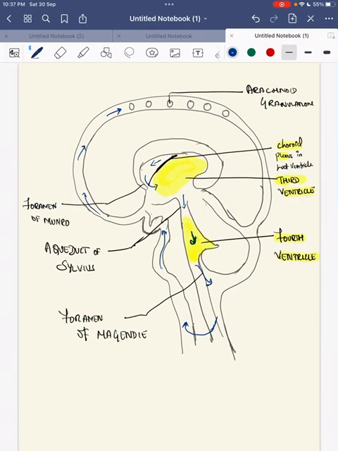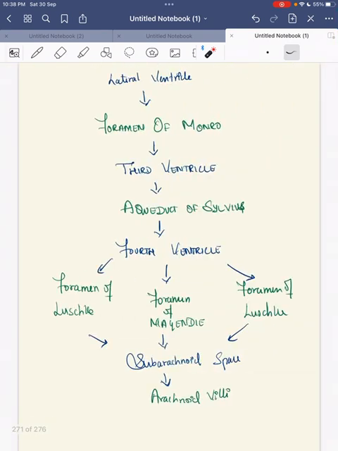Circulation in its diagrammatic representation I have given here. It is produced by the choroid plexus in the lateral ventricle. From the lateral ventricle, through the foramen of Monro, it goes into the third ventricle. From the third ventricle, through the aqueduct of Sylvius, it comes to the fourth ventricle. From the fourth ventricle we have two apertures. One is the median aperture, so you can remember M for foramen of Magendie, and the foramen of Luschka, through which it goes into the subarachnoid space.